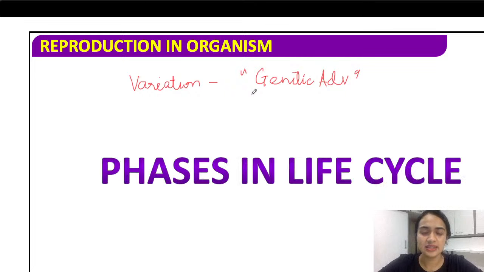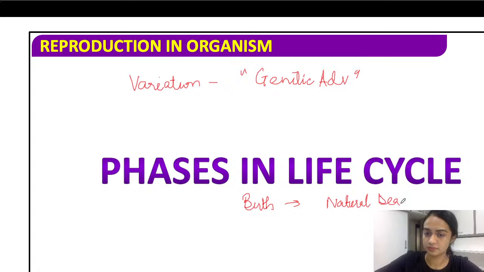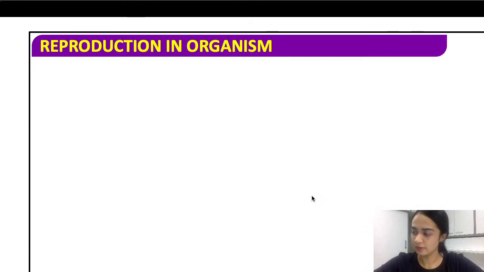So, phases in the life cycle. Yesterday we discussed the life cycle, that is the time from birth until natural death. And in between, the steps or checkpoints they have to undergo are the phases in the life cycle.